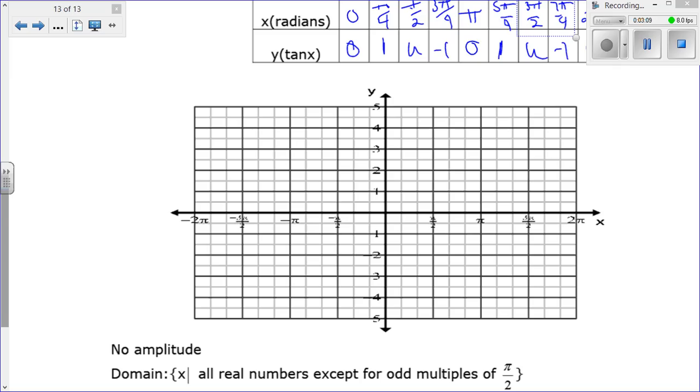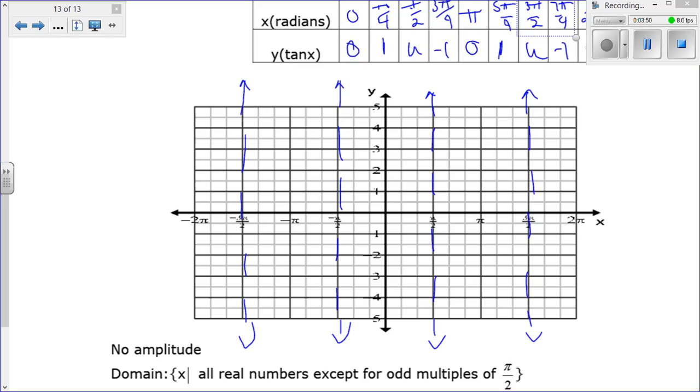So at pi over 2 and 3 pi over 2, my graph is undefined. So I have my asymptotes there. My asymptotes are vertical lines that are just dotted. And we have another one at 3 pi over 2. And tangent is just like the sine curve in that it reflects through the origin. So that means we'll have another asymptote at negative pi over 2 and negative 3 pi over 2.